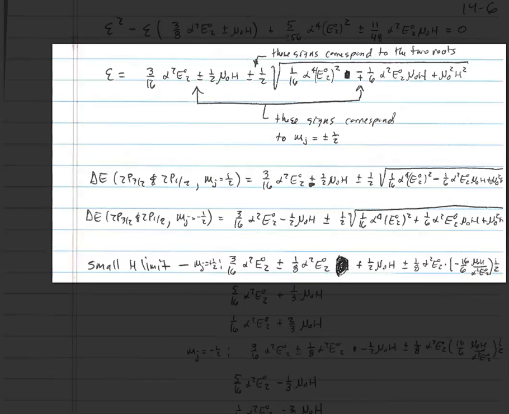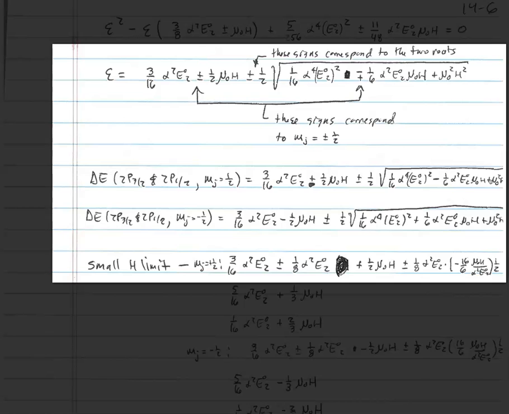To work out the small H limit, the Zeeman limit, another way of saying this is to figure out what it looks like as a function of H, what the linear in H term corrections are. We have to do an expansion of that square root. So we have to factor out the 1/16 alpha to the 4th E0 squared from it and then do an expansion of the square root. It's a fairly straightforward exercise.